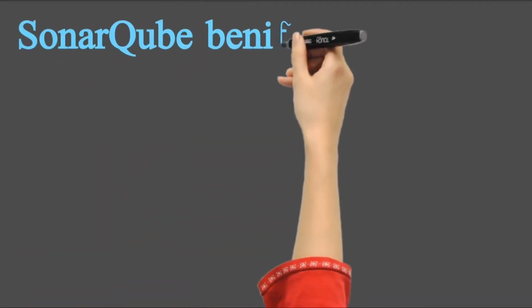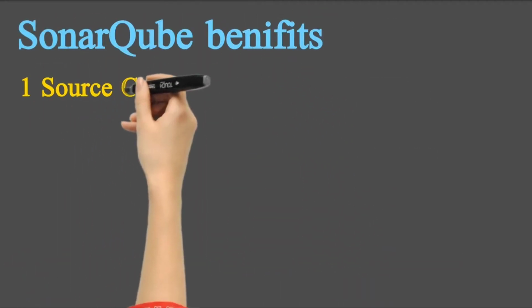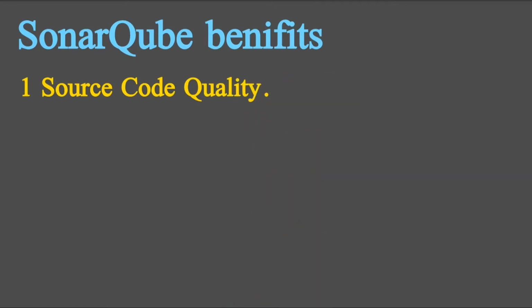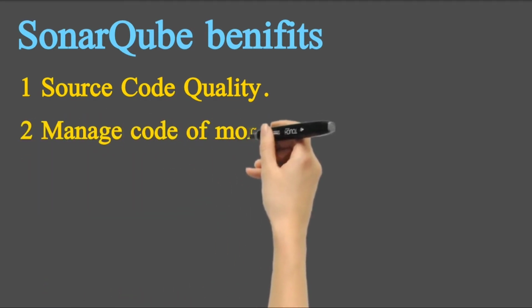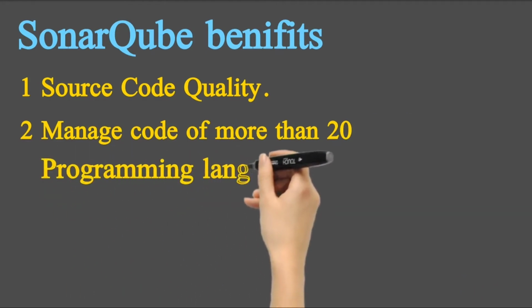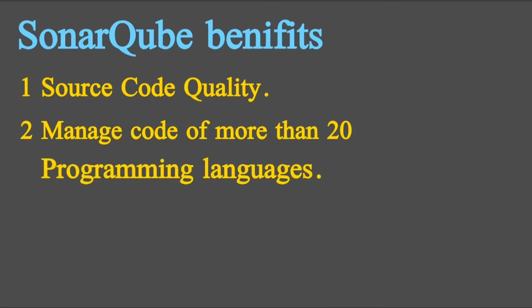Benefits of using SonarQube for code reviews. SonarQube is a web-based open-source platform used to measure and analyze source code quality. Code quality analysis makes your code more reliable and more readable. SonarQube is written in Java, but it can analyze and manage code in more than 20 programming languages, including C, C++, PL/SQL, COBOL etc.